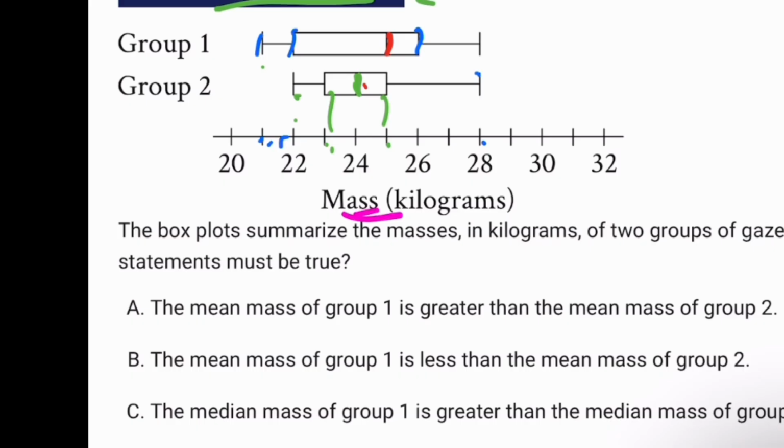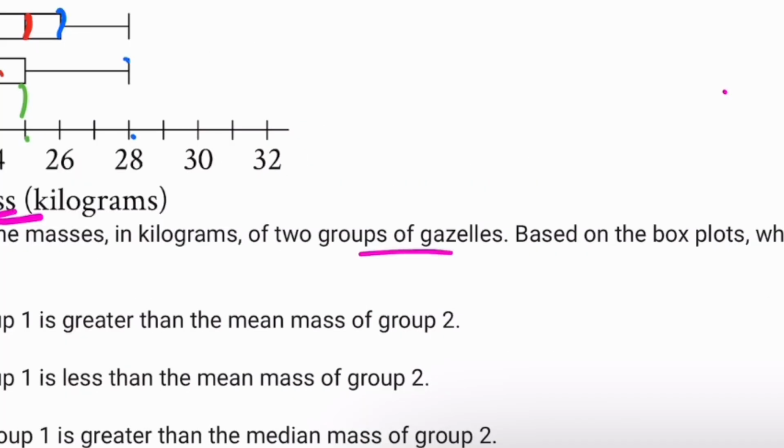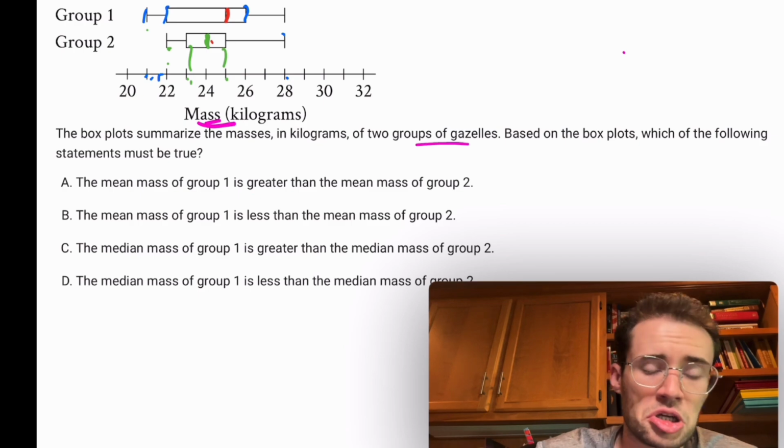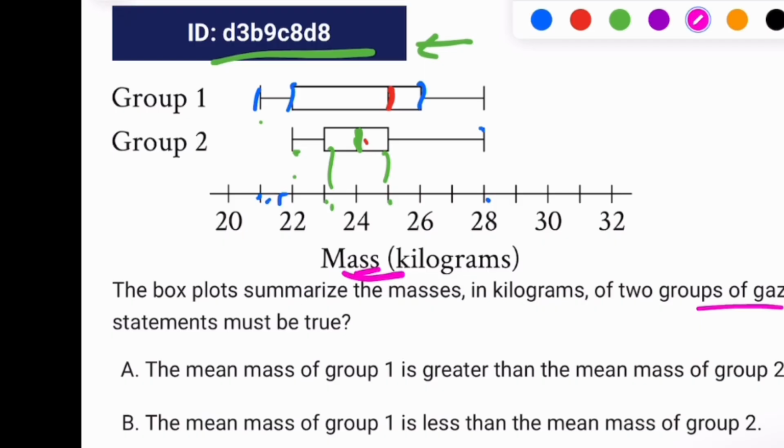So let's look at this. The box plots summarize the masses in kilograms of two groups of gazelles. Based on the box plots, which of the following statements must be true? Again, we just listed off some of the things it could say. It could say they have the same maximum. It could say that there's more variation or a broader distribution in group 1 than group 2.